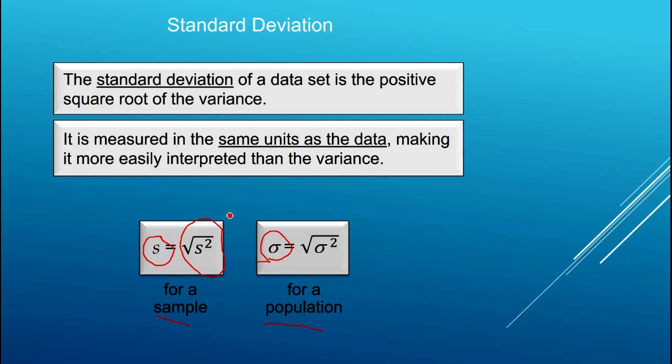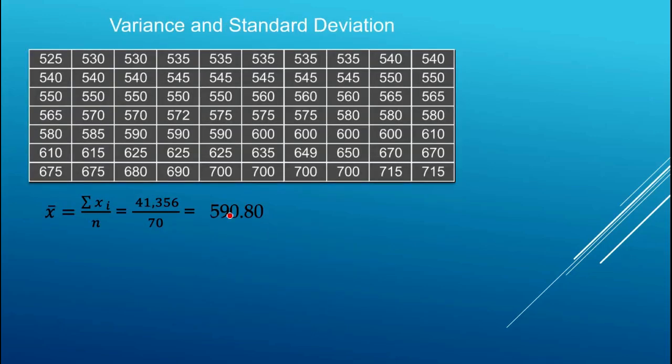Let's go through an example: the variance and standard deviation of our rent data set. Here I have reminded you of the calculation of the mean in this data set, which was accomplished on the previous slide, 590.8. How are we going to calculate the variance and then from the variance the standard deviation?